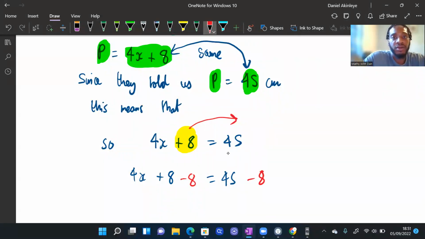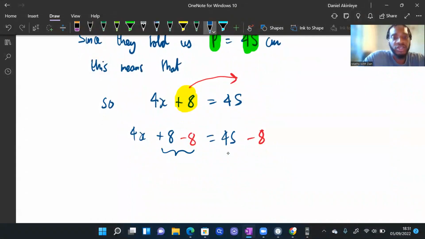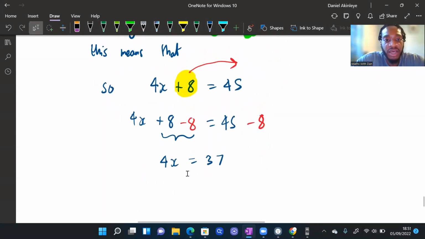Okay, and then 8 minus 8 is 0, so this will just give me 4x. And then what's 45 take away 8? 45 take away 5 is 40, and then 3 more to take off. This is 37. And then now we need to work out what x is here.